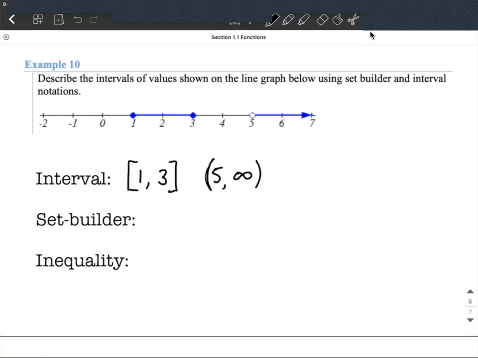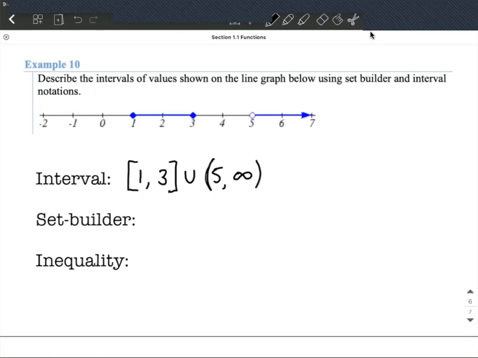Now, as we have two separate intervals here, to indicate that both of these are part of our solution set, we're going to use a union symbol in between. That means that both 1 to 3 and 5 to infinity are part of our solution set. Next, let's do inequality notation.